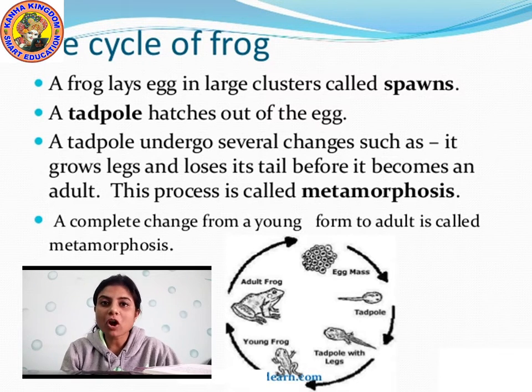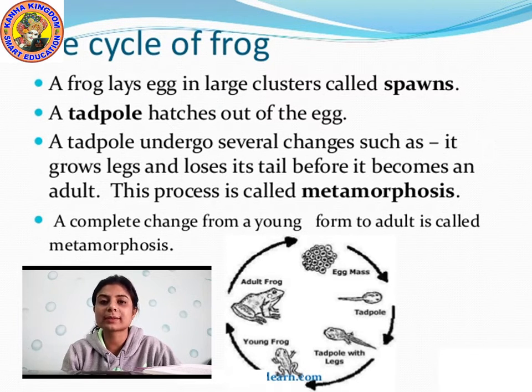Frogs lay eggs inside the water in a cluster. In a cluster means they do not lay one or two eggs. They lay eggs in a large quantity, many eggs at a particular time, and that is called a cluster. The large cluster of eggs laid by the frog is called spawn.